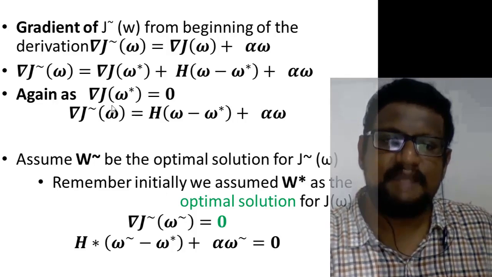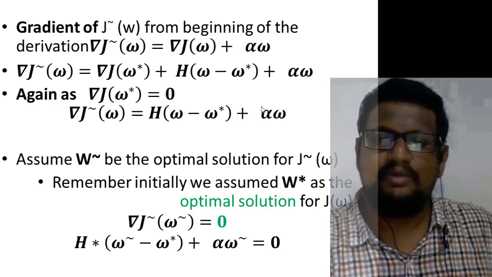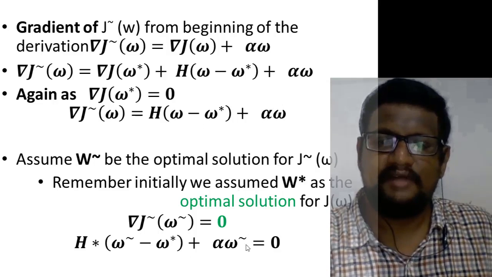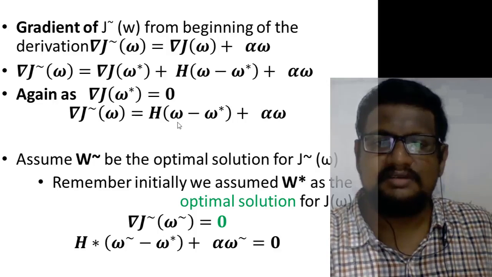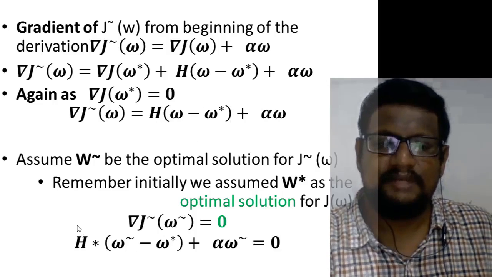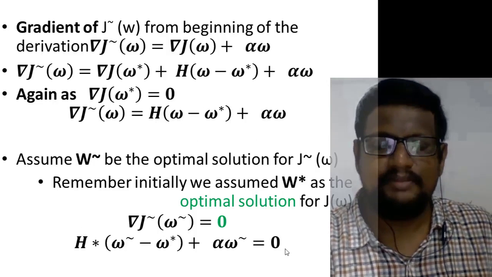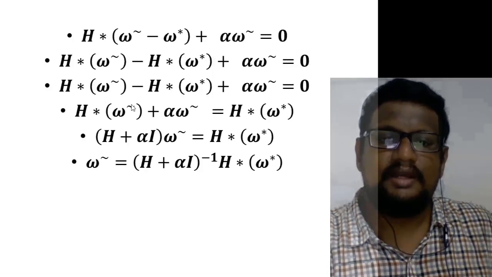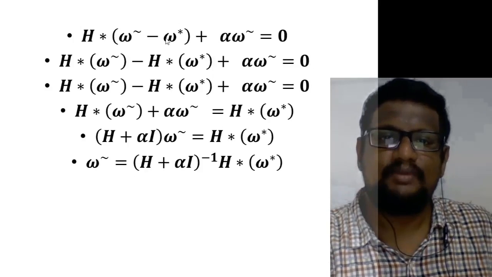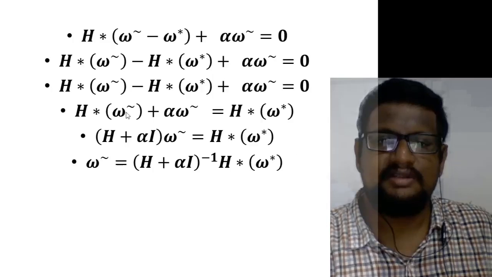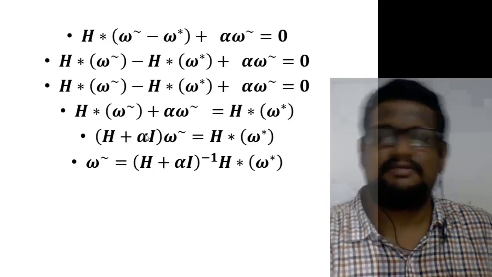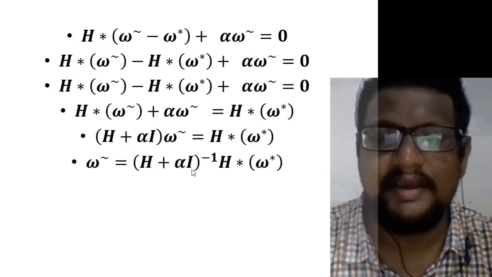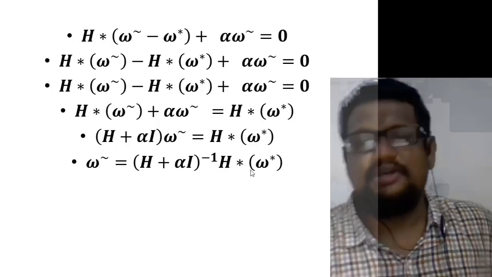So del J cap of omega cap: first of all, what does it mean? Here make all omega as omega cap. So h into omega cap minus omega star plus alpha into omega cap. Don't think of this as a function; this is always multiplied, plus alpha into omega cap. That should be equal to 0, making that entire thing equal to 0 here. And finally we want omega cap from omega star. So rearranging all the terms, there are several steps given here, taking omega cap on the other side, this is equal to the inverse of h plus alpha I, into h into omega star.